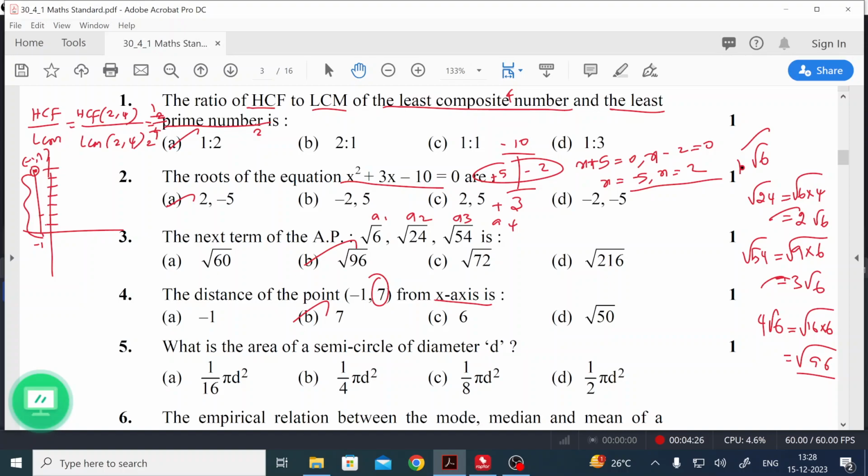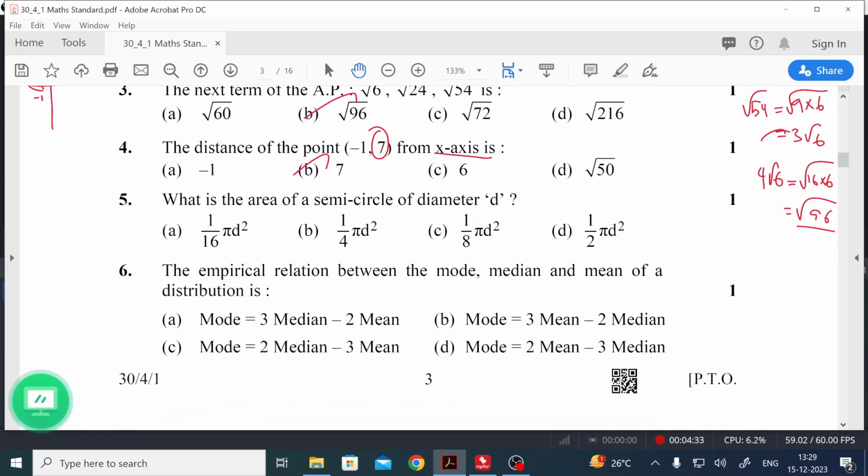What is the area of the semicircle of diameter D? D is given. What is the area of a semicircle of diameter D? Diameter D is given. Area of a semicircle, what is the formula? Pi r square by 2. Am I right? But r only we have to substitute. But what are they given? Diameter D. Even in all the options also they are given in D only. So diameter D equal to 2 times r. Then r equal to D divided by 2. Do you understand this?